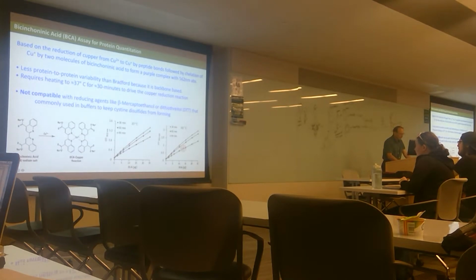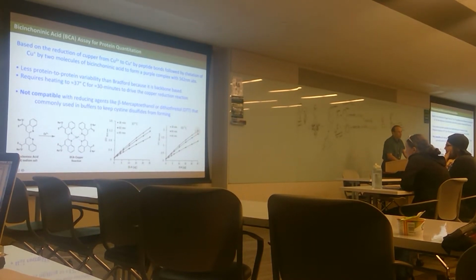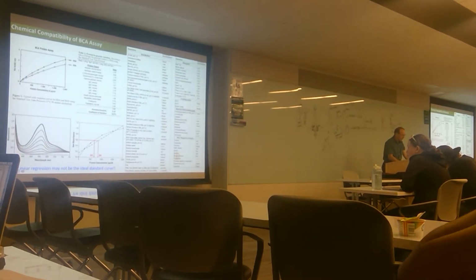You could do the same thing at 60. Notice these are not close to 2 absorbance units. This is now 1.2 to 1.4 absorbance. So at 60 degrees, it goes even better. Your sample also evaporates more at 60 degrees, so you have to make sure you don't concentrate your sample by evaporating it. But that is basically the BCA assay.